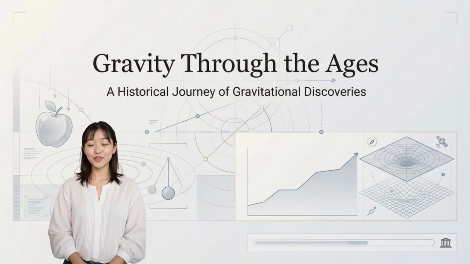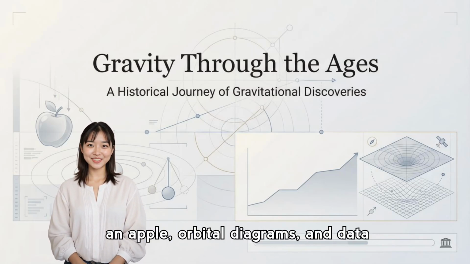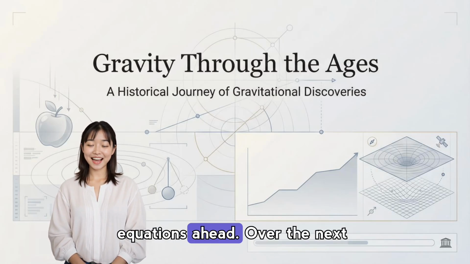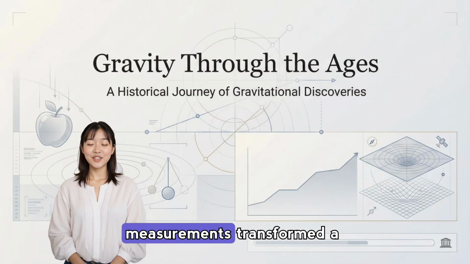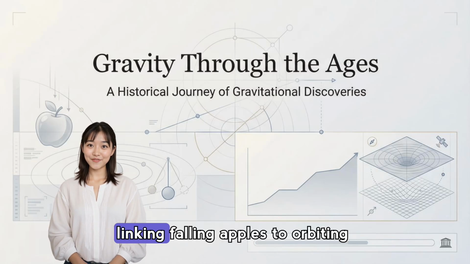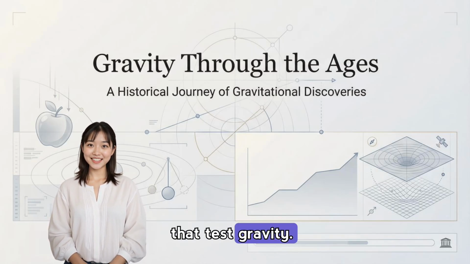Welcome to our journey through gravity's history. This title slide pairs an apple, orbital diagrams, and data charts to hint at experiments and equations ahead. Over the next slides, we'll follow how simple observations and precise measurements transformed a mystery into quantitative science, linking falling apples to orbiting planets and the modern instruments that test gravity.